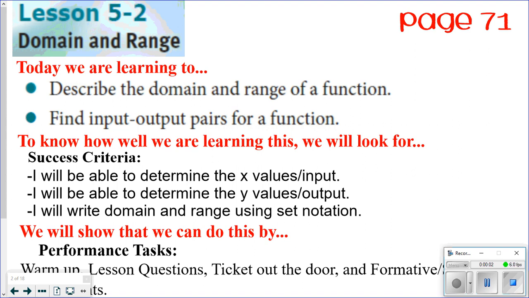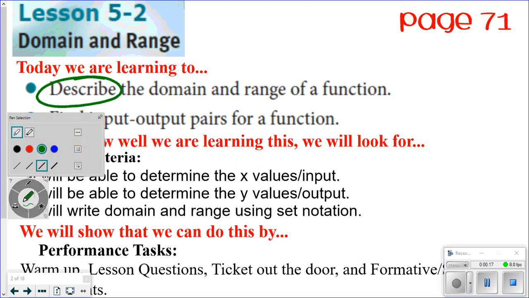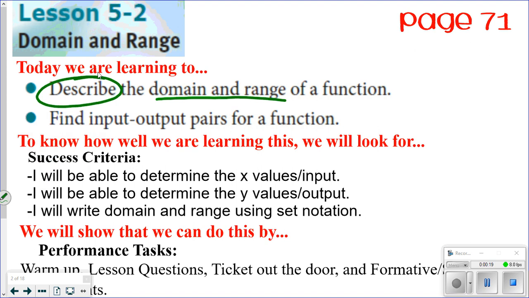Hey everyone, go ahead and open your books to page 71. We are starting lesson 5.2 called Domain and Range. So what that means is we are going to look at a function and be able to describe the domain and range. Then we will find input-output pairs for a function, also called x and y ordered pairs.